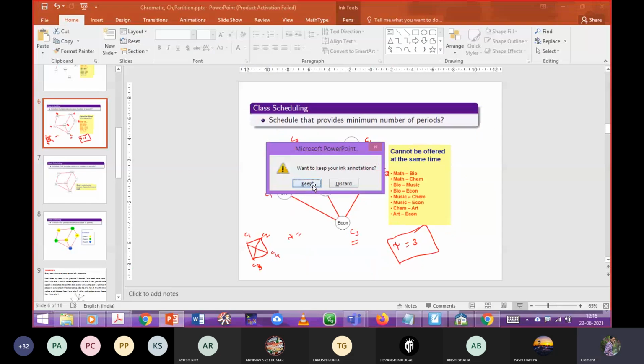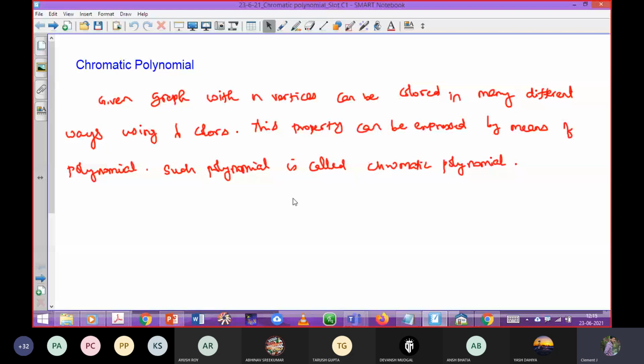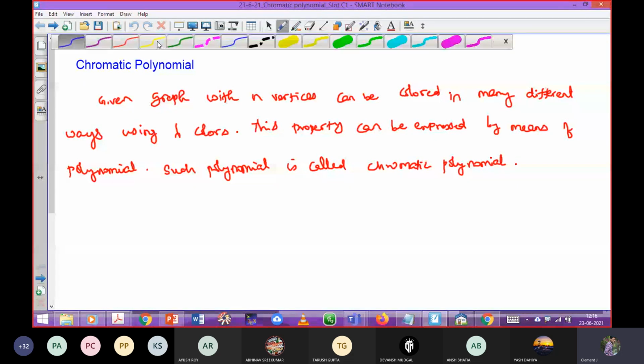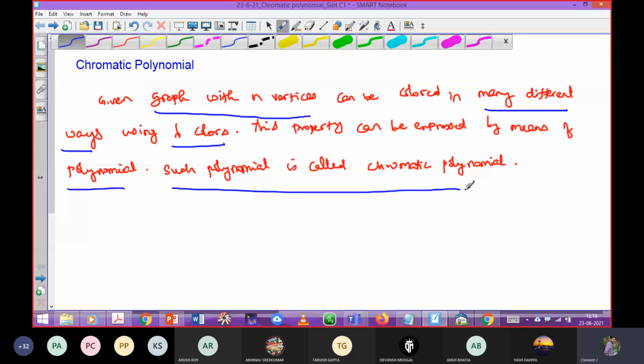So this is the chromatic polynomial definition. See here, the graph will be provided to you with n vertices. For such a graph, it can be assigned lambda colors. Generally they use lambda. That means lambda can be either 5 colors, or 3 colors, or 4 colors. For lambda colors, how many different ways can it possibly be colored? That property can be expressed as a polynomial. Such a polynomial is called the chromatic polynomial.